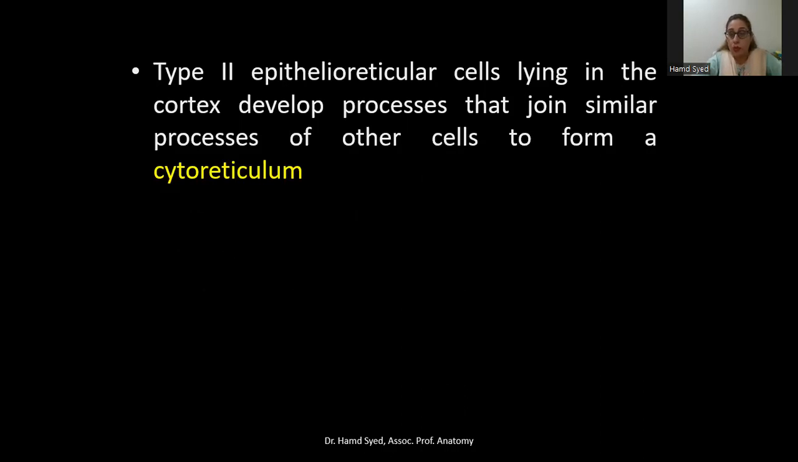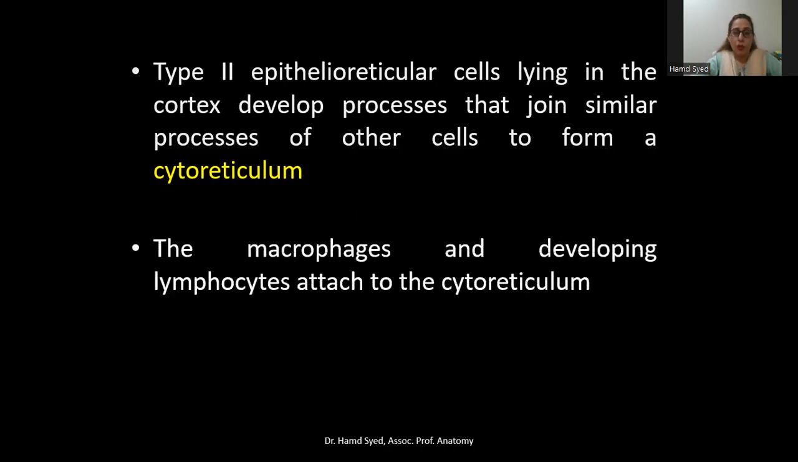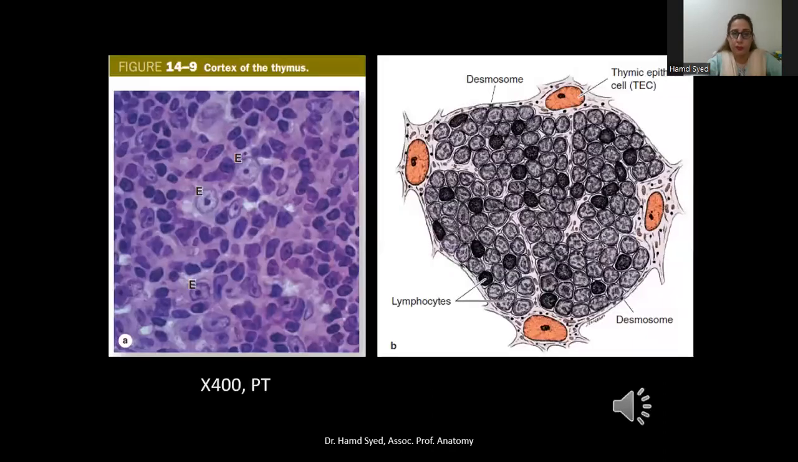What about the type 2 epithelio-reticular cells? These are lying in the cortex, and they have long extended processes which join similar processes of the other type 2 epithelio-reticular cells to form a network within the thymus known as the cytoreticulum. What is the significance of this cytoreticulum? The macrophages and the developing lymphocytes within the thymus gland are attached to this cytoreticulum.